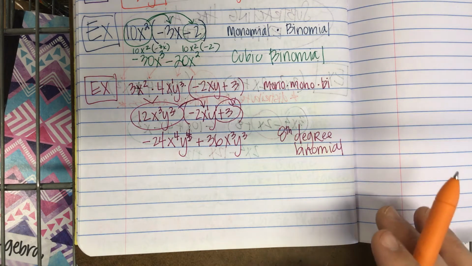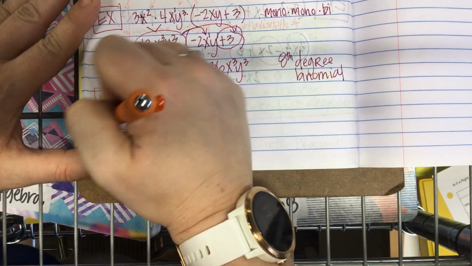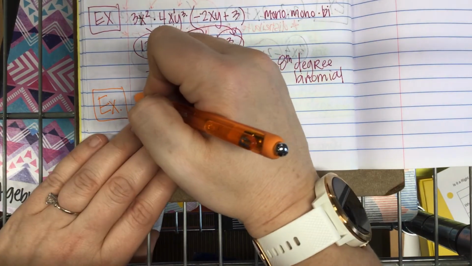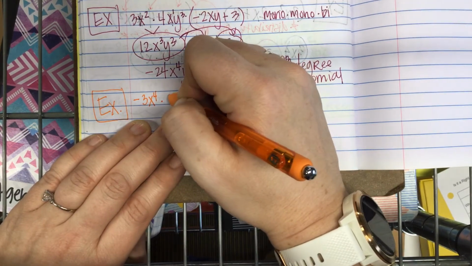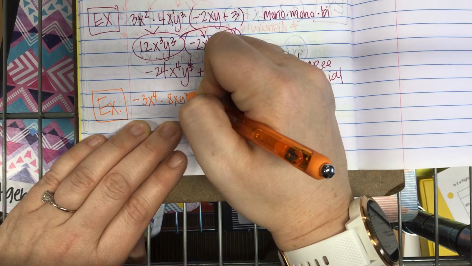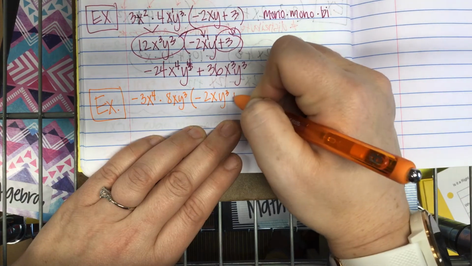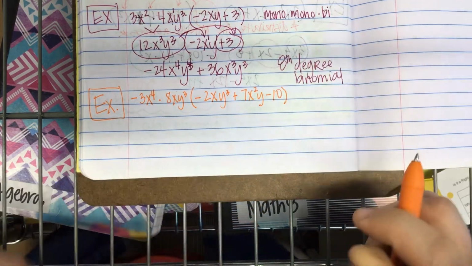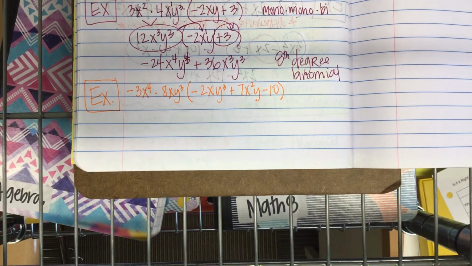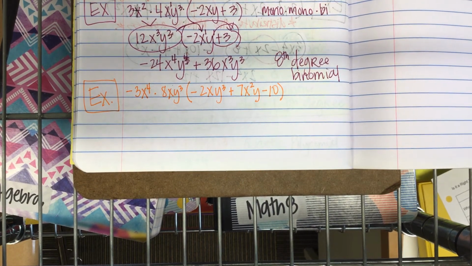Let's do a trinomial just so that we have an extra one. All right, so let's do negative 3x to the fourth times 8xy to the third times negative 2xy to the third plus 7x squared y minus 10.